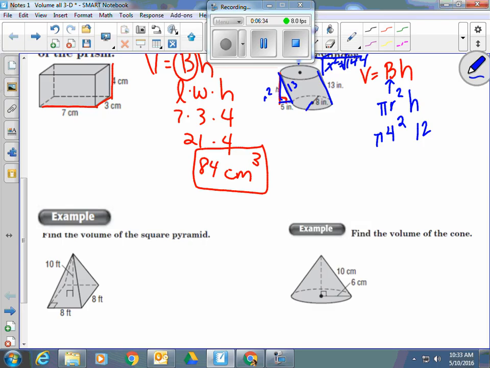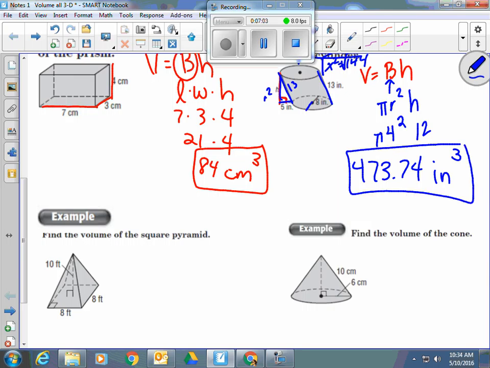What do you get? 4 pi squared times 12. What'd you get? 4 times 12. 473.74. 473.74 what? It's inches cubed.